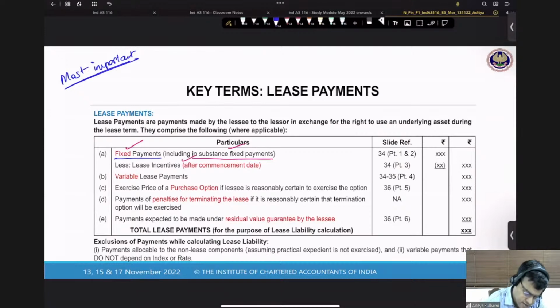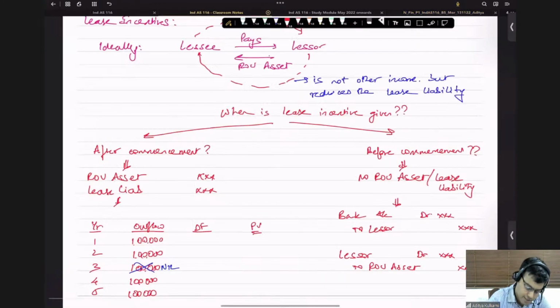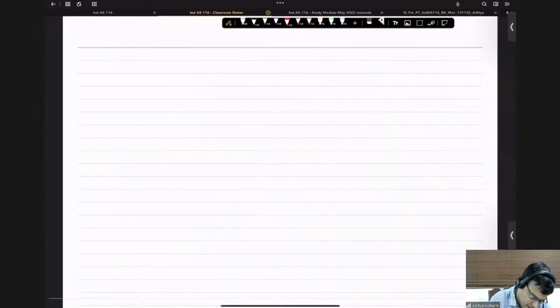Okay, so this takes care of the lease incentive. You look at the calculations now. Fixed payments will be considered. To that you will add in-substance fixed payments. From that you are going to deduct lease incentives after the commencement date. Now in your lease payments, variable payments are most important. Among the entire chapter, lease payments are very important, and in lease payments, what is more important is variable lease payments. So you will consider variable lease payments.